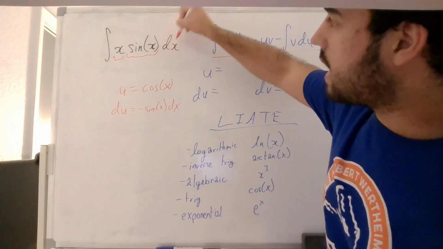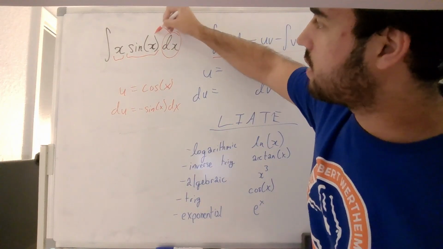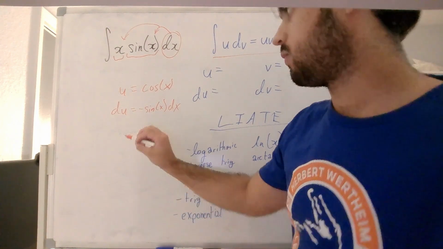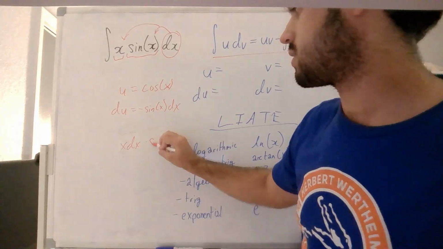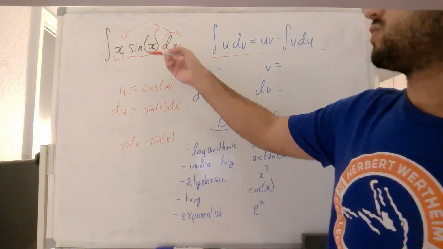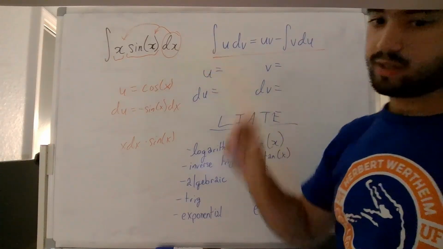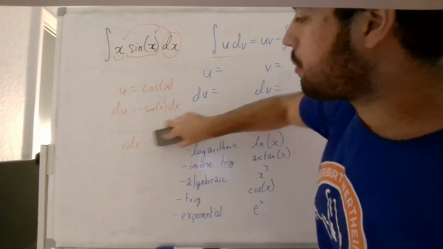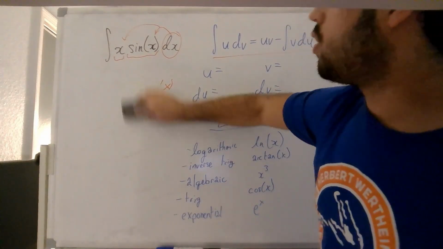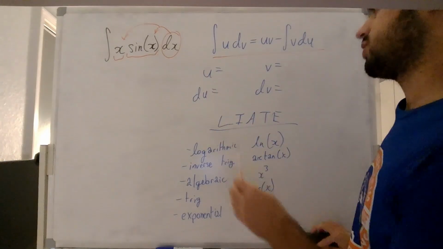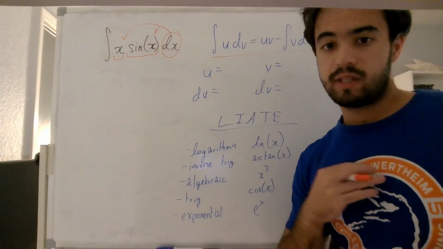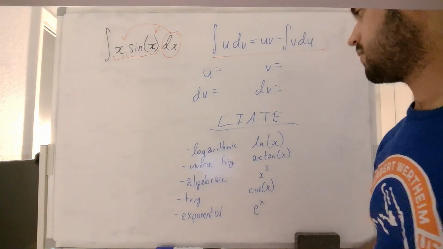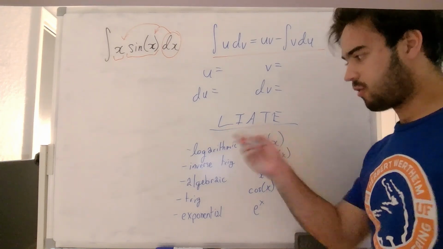We can attach this dx to either our sine of x or our x. Saying we have x dx times sine of x, or exactly how it's written there, x times sine of x dx. That should still sound complicated, but the point is that the dx can follow whichever function. Now, how do we determine which function it should follow? We use the LIATE method. I don't know how to pronounce that.